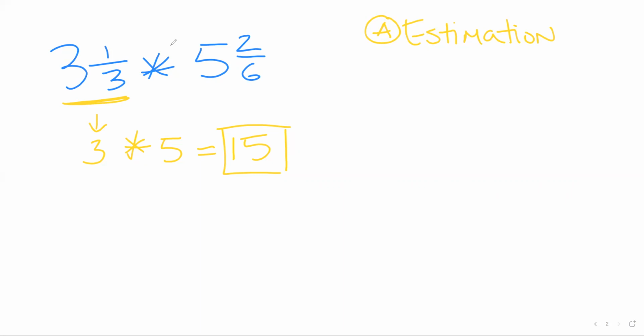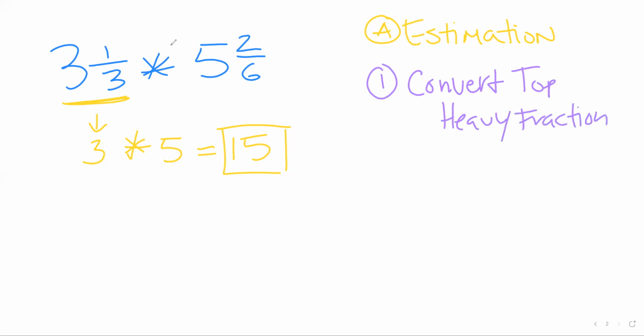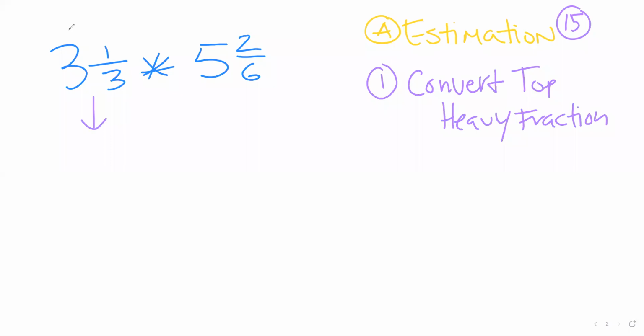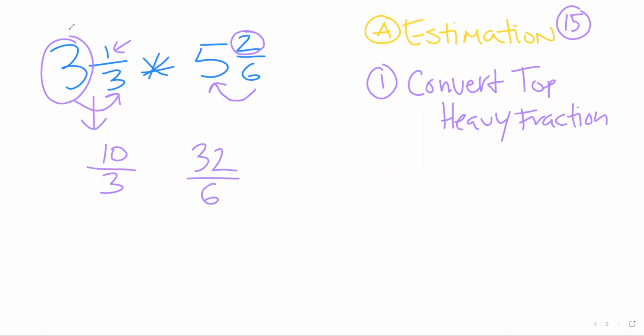Let's do the math. So step one is we are actually going to convert these to top heavy fractions. Let's put our estimation over here. So we estimated 15, and then let's get some workspace over here. I have 3 wholes, and each whole has 3 pieces with it. So 3 times 3 is 9 pieces. Plus the 1 piece I have here means I have 10 pieces out of 3. That's the top heavy. And here I have 6 pieces times 5 wholes, which is 30 pieces, plus the 2 pieces here. That makes 32 pieces. And the size doesn't change, out of 6. Okay. So we got that.